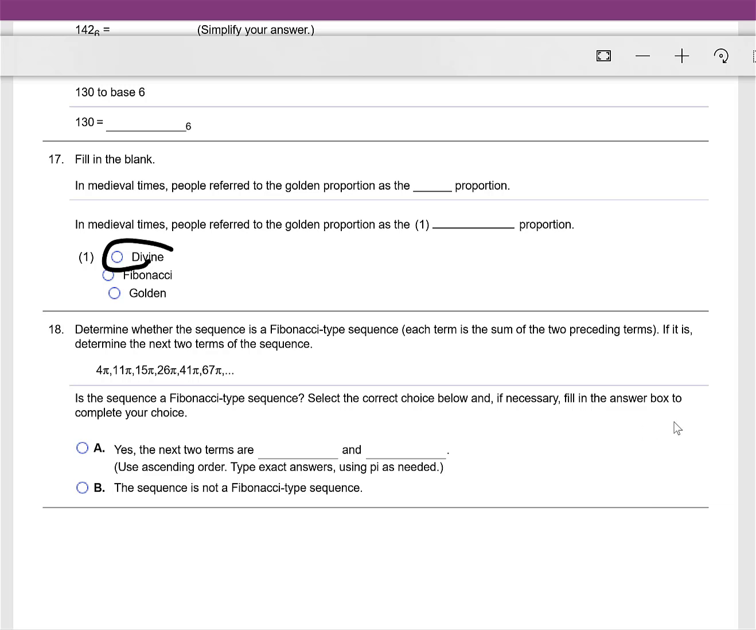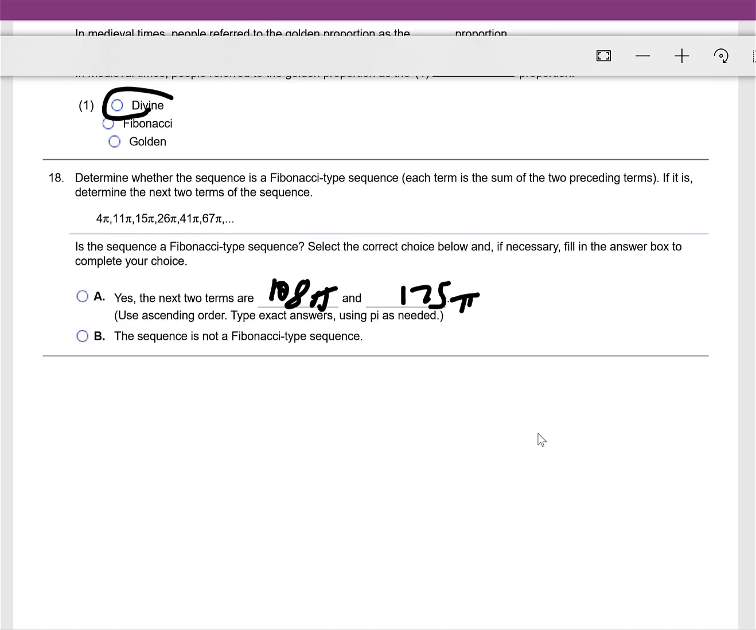So remember the sequence pattern for a Fibonacci. You add the two terms together to get the next term. So 4π plus 11π gives me 15π. 11 plus 15 gives me 26. So it is a Fibonacci type of sequence. So I'm going to take 41 plus 67, and I get 108π. And then I'm going to take 108 and add that to 67, and I get 175π. So sometimes they're not all just numbers.